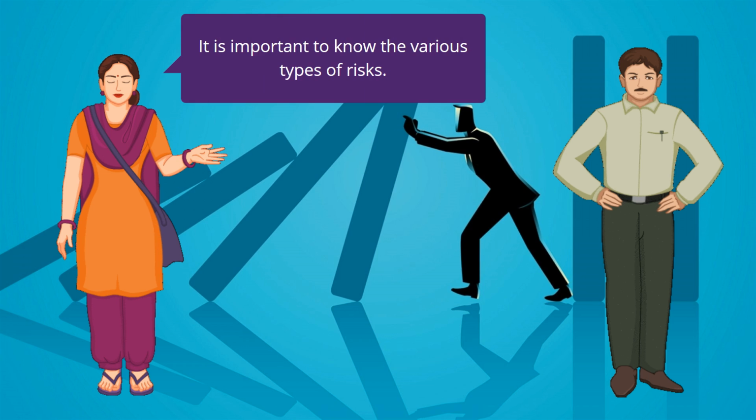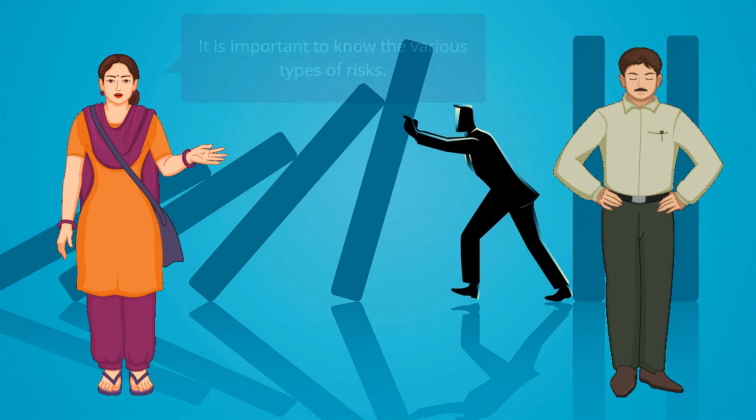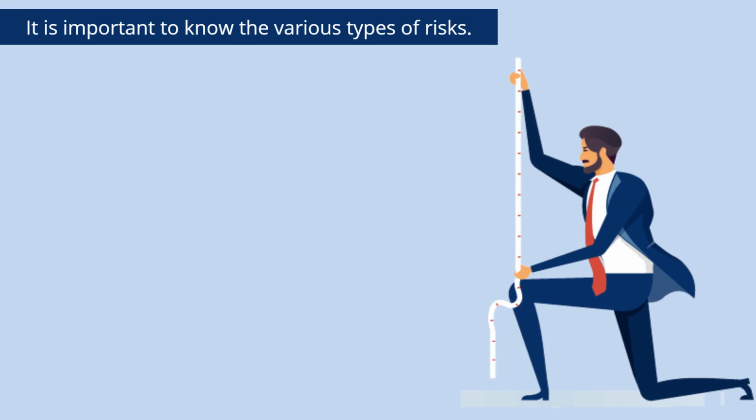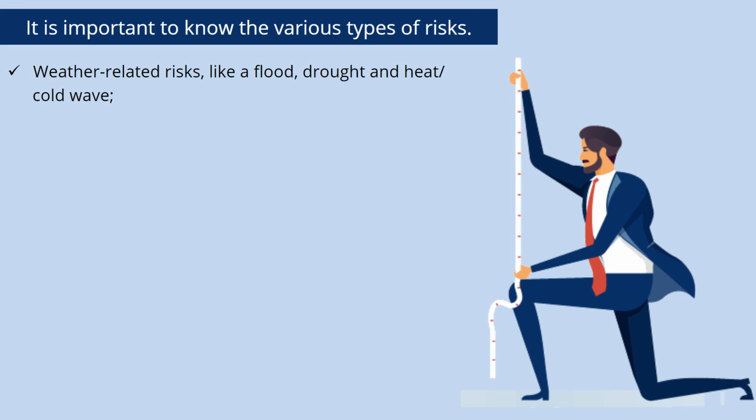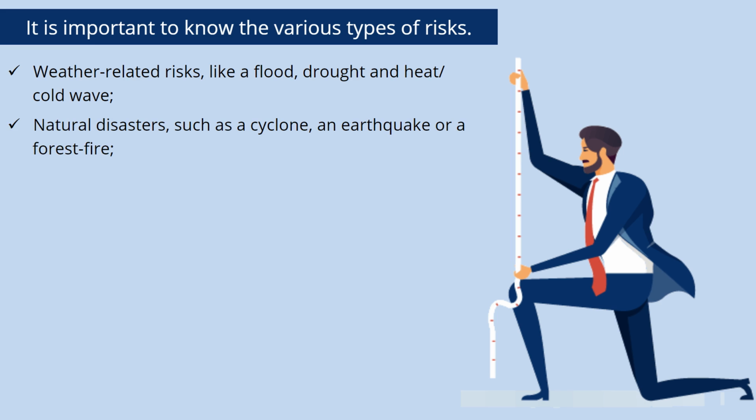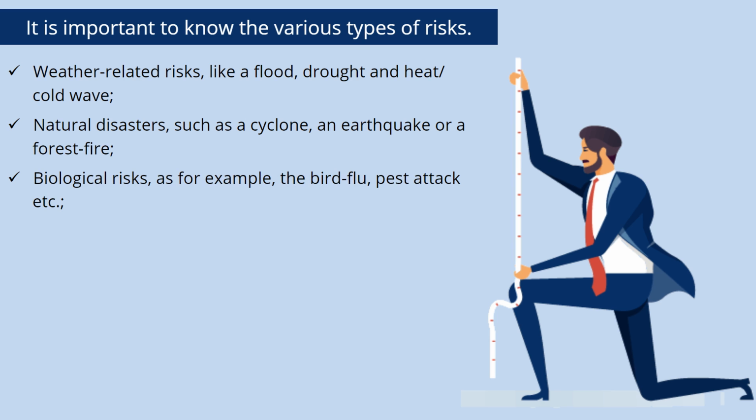It is important to know the various types of risk. Let me explain to you the different type of risk related to the FPO business. There are weather related risk like a flood and heat or cold wave, natural disasters such as a cyclone, an earthquake, or a forest fire. Biological risk, as for example, the bird flu, pest attack, etc.